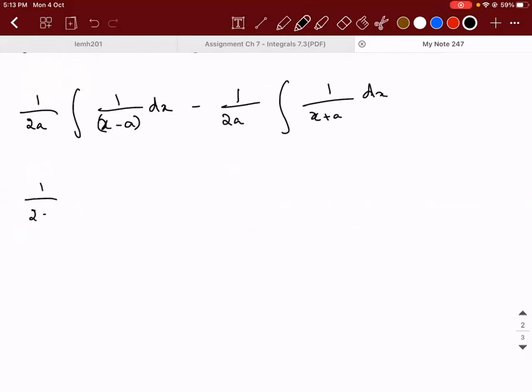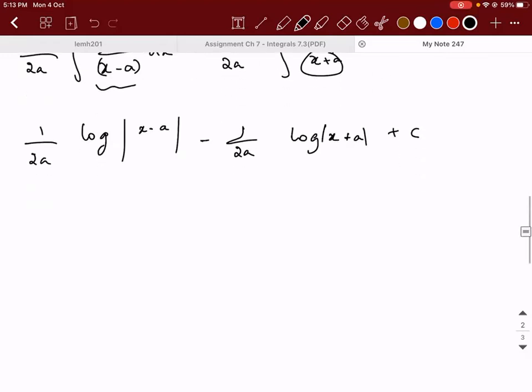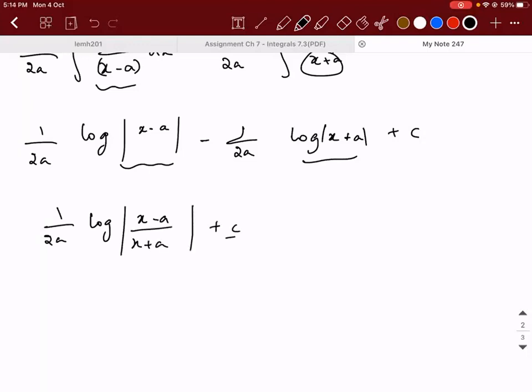Now 1 by 2a into integral of 1 by x minus a, log of mod of x minus a, minus 1 by 2a into integral of 1 by x plus a, log of mod of x plus a, plus c. So 1 by 2a is common. Log a minus log b. Log of a minus b plus c. Sorry, log of a by b, plus c.